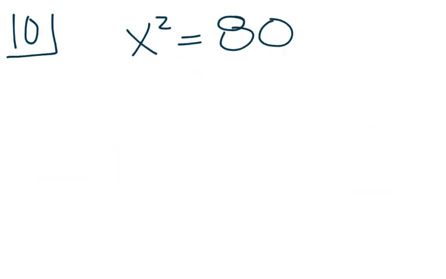So for number 10, we have x squared equals 80. So remember in our last section, we discussed how square roots are the opposite of squares. So if we want to find out what x is, not x squared, we want to undo this square by finding the square root of both sides. So this square root cancels out this exponent, this squared.